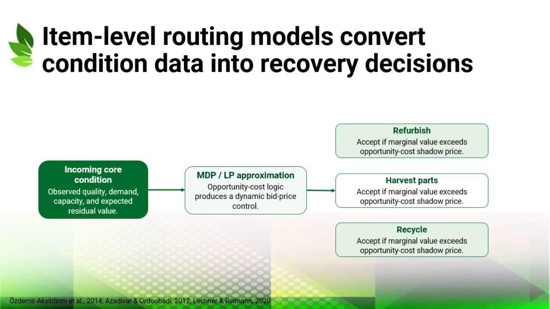This helps firms avoid processing products that look useful but actually reduce total profit. Item-level models therefore bring economic discipline to disposition decisions. The model protects scarce recovery resources from misuse. This improves both speed and profitability.